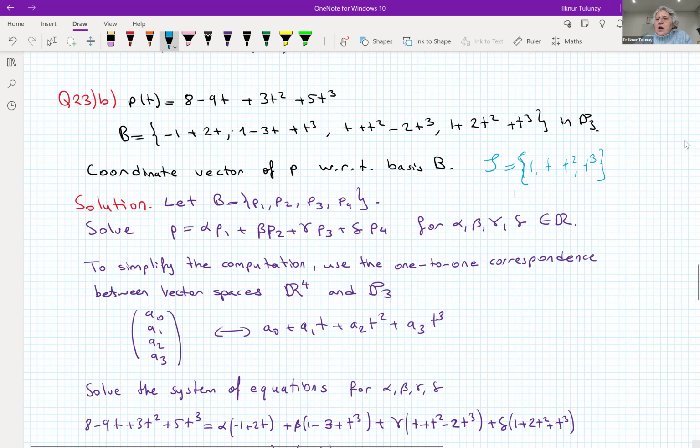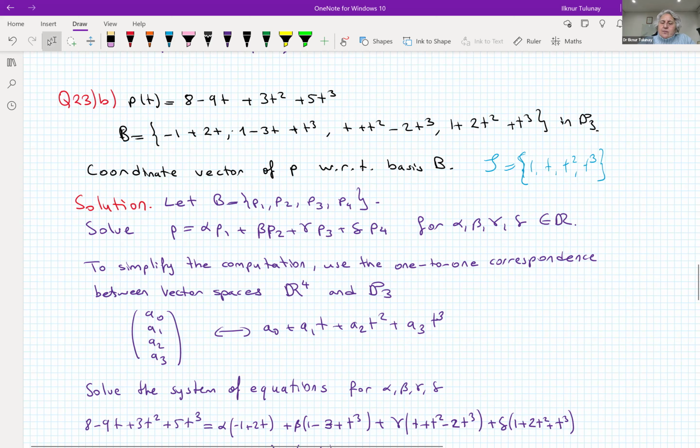Right? This is a standard basis for P3. Every polynomial can be written as a linear combination of these ones. It's dimension 4. Yes, P3 has dimension 4. Now we would like to write down the coordinate vector of this polynomial with respect to the basis B, this one.